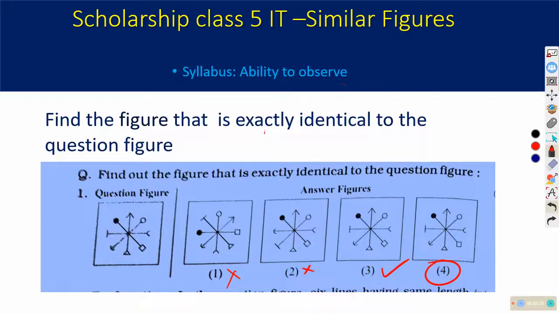So my dear students, these are comparatively simple, easy questions, simply comparing and finding similar figures, and your observation is tested here. The ability to observe and compare, and to find the similarity and dissimilarity, is tested in this kind of situation. Let me move ahead.